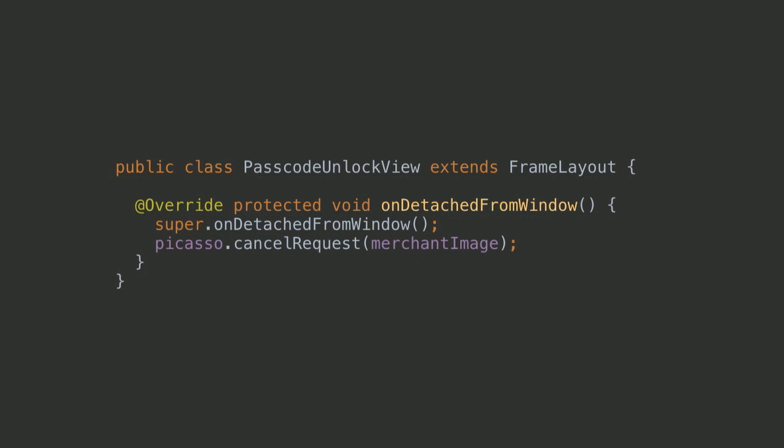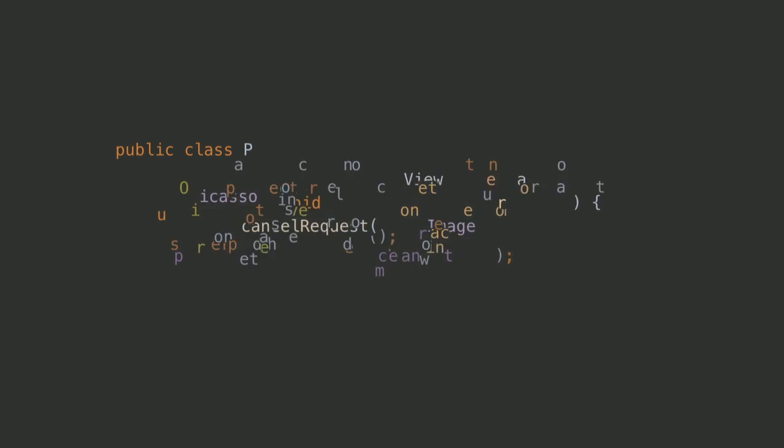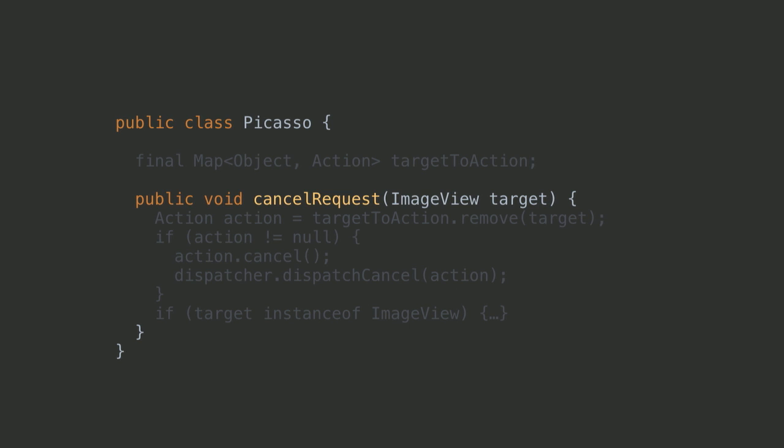All right, so open up passcode unlock view. Cancel request was already there. It was doing the right thing. So that's kind of weird. What do I do now? So we start looking at the cancel request implementation, and we can see that it's pretty simple.